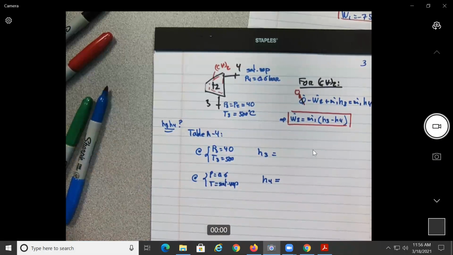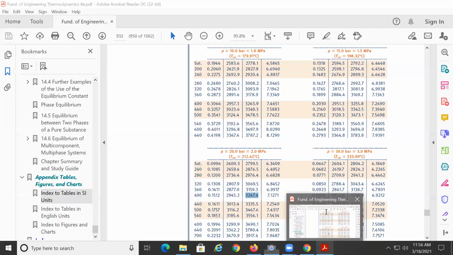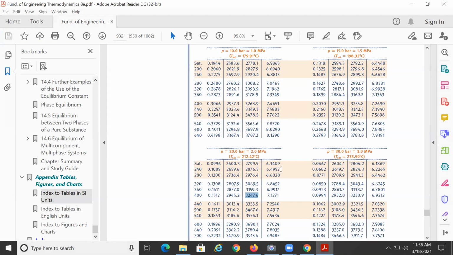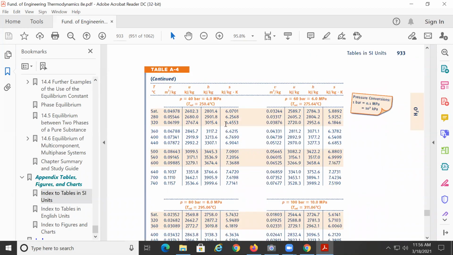Okay, so we go to the table over here. So we go at 40, which is the one we had before, 40 and 500. This time this should be 3,445.3.